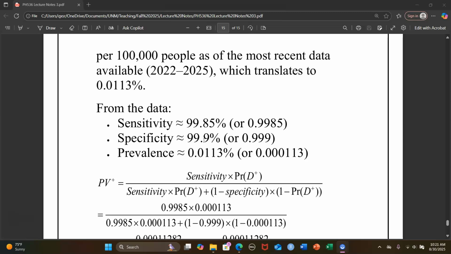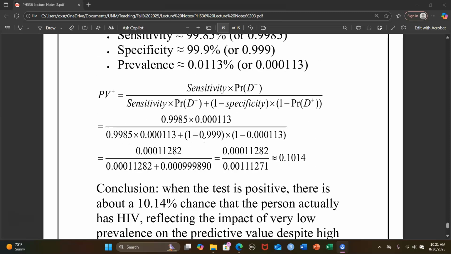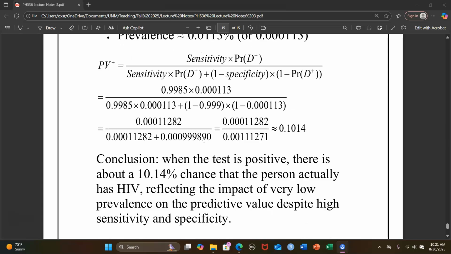Now let's write down the data here. Sensitivity is about 99.85%, or 0.9985. Specificity is about 99.9%, or 0.999. And prevalence is about 0.0113%, or 0.000113. So if we use that formula for PV plus and plug in the numbers, the final result is about 0.1014. So the conclusion is when the test is positive, there's about a 10.14% chance that the person actually has HIV.